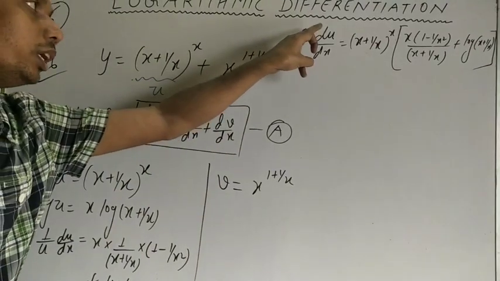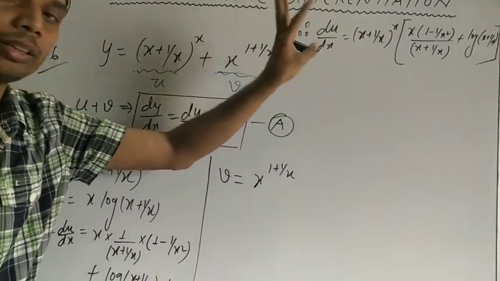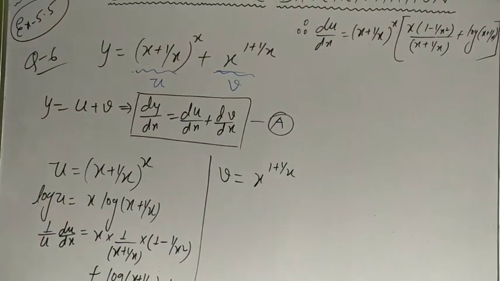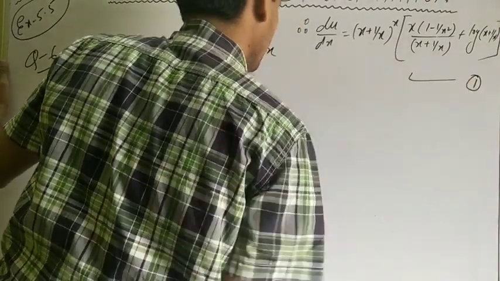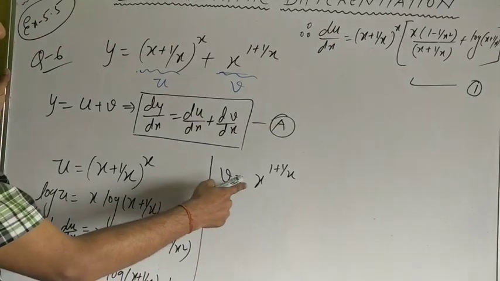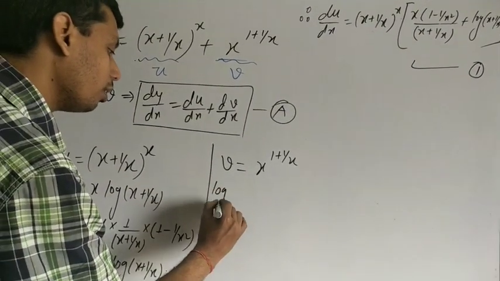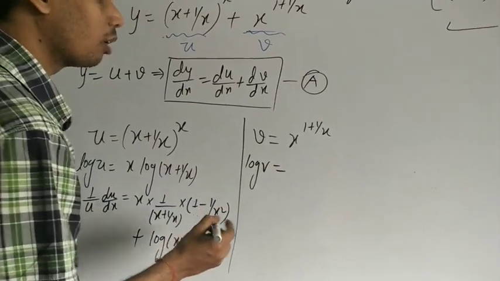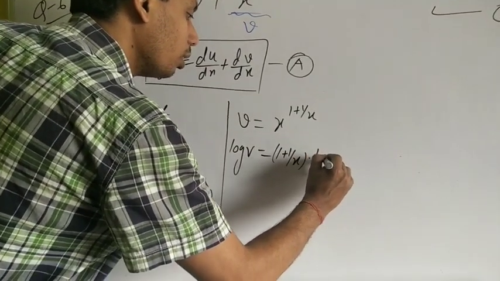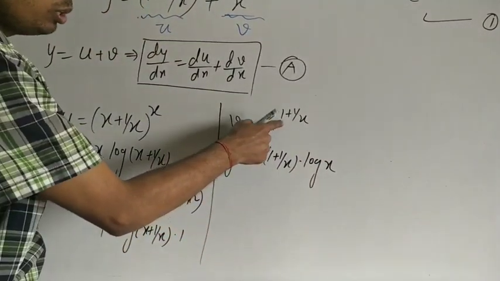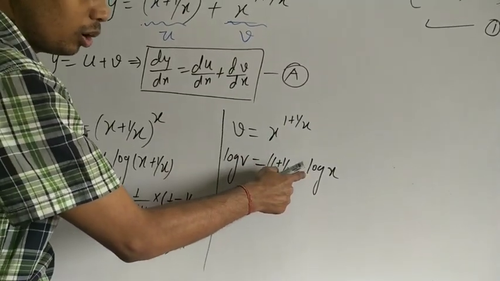Here we have determined the value of du by dx. Let this be equation 1. Now here we have assumed v is equal to x to the power (1 plus 1 by x). If we take log on both sides, we will get log v is equal to (1 plus 1 by x) log x, using log m to the power n is n log m.